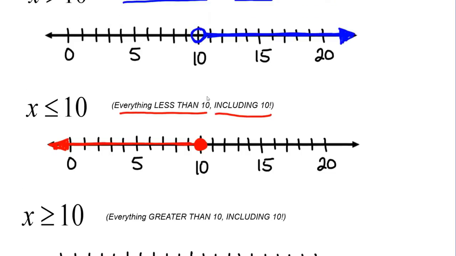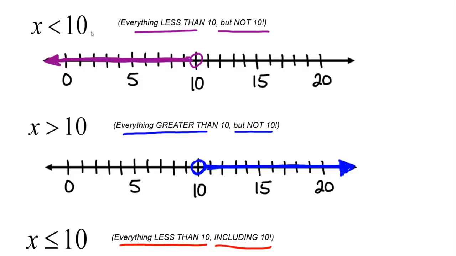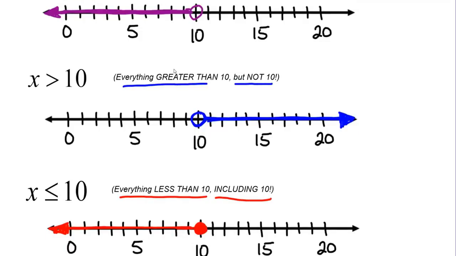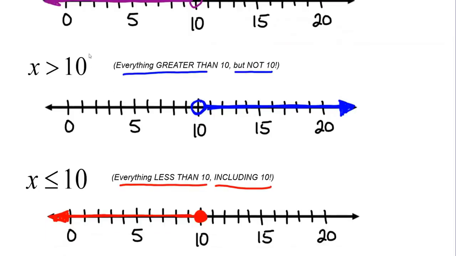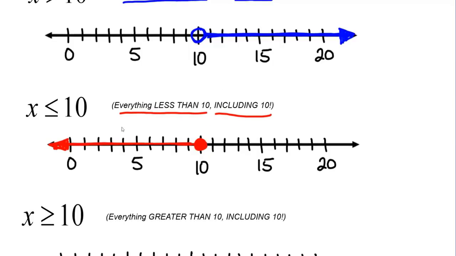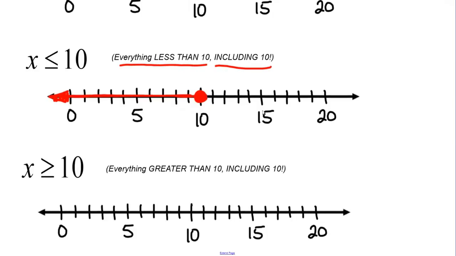So look at how that compares to the X is less than 10 graph. Here it's almost identical, but one has a filled in circle and one does not. That's the difference between the less than graph and the less than or equal to graph. We're going to include a filled in circle when it's or equal to.